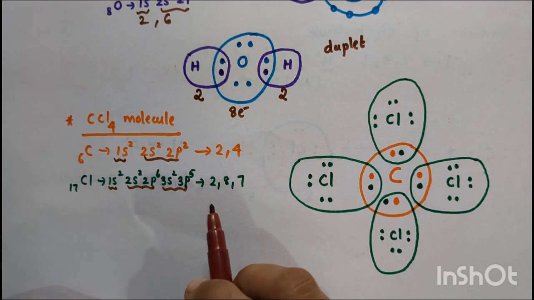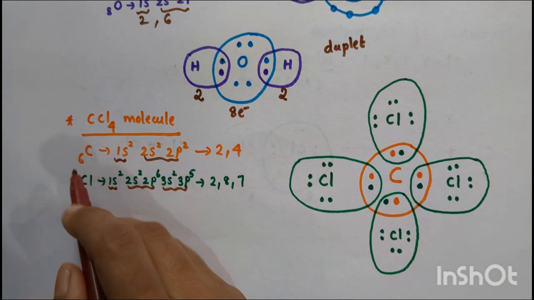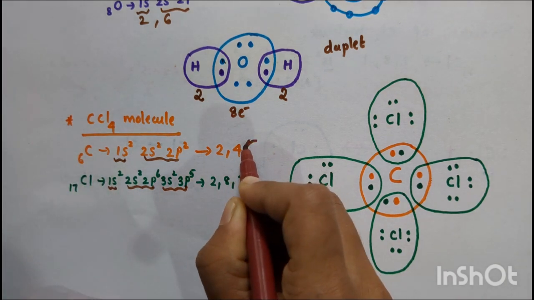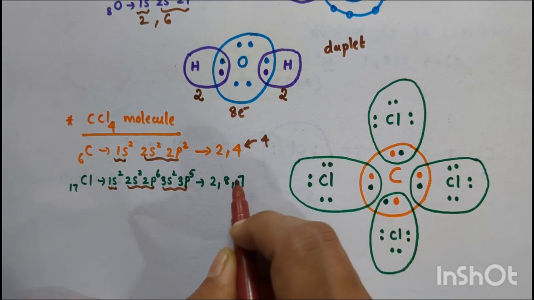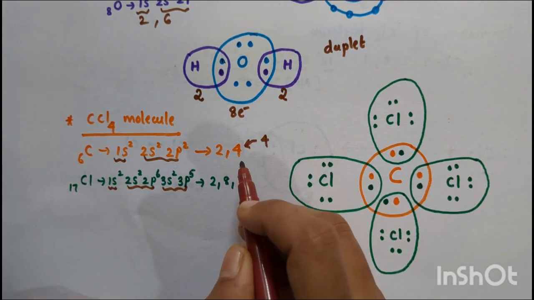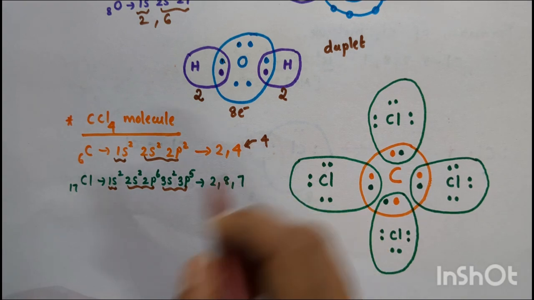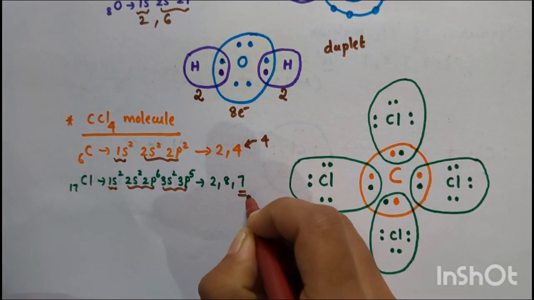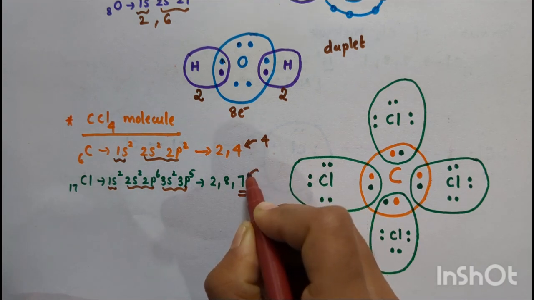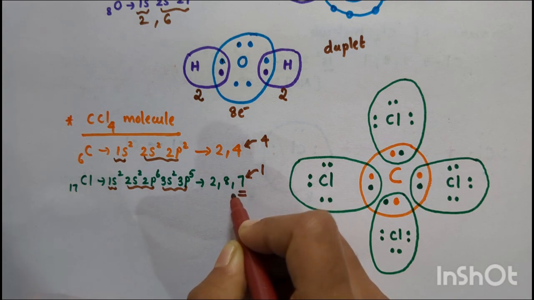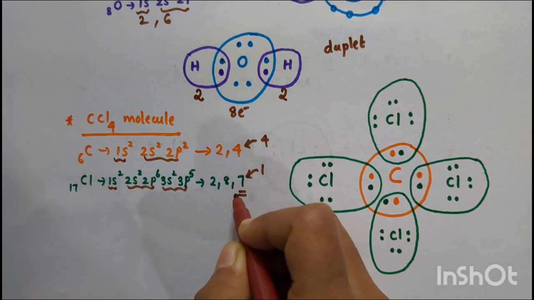So this carbon atom has only 4 valence electrons. So it has a tendency to gain 4 more electrons to attain a stable electronic configuration, or to get an octet in its outer shell. And this chlorine atom has 7 electrons in its valence shell, so it has a tendency to gain one more electron, so that its outermost shell electrons will become 8 and it will gain a stable electronic configuration.